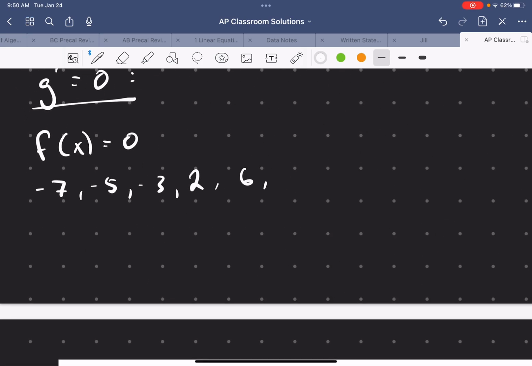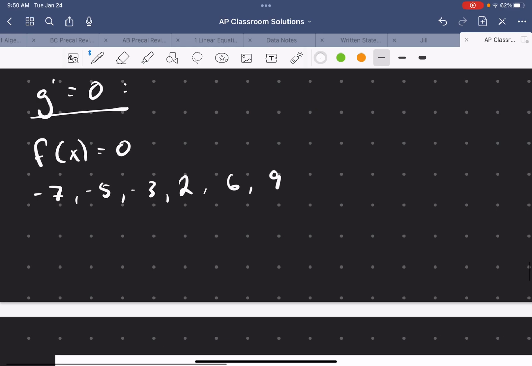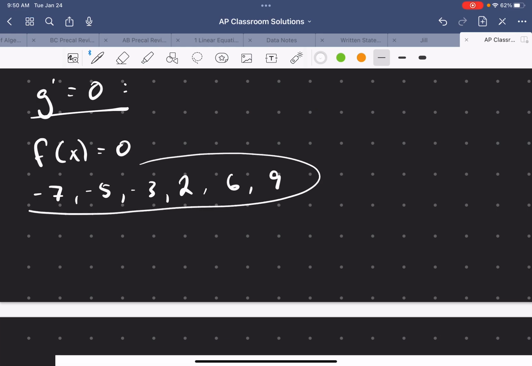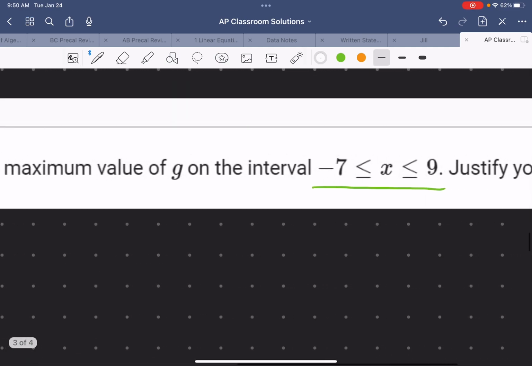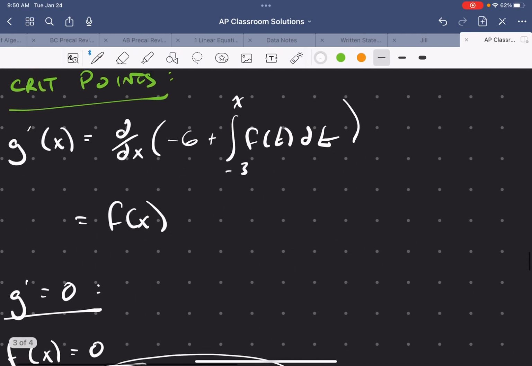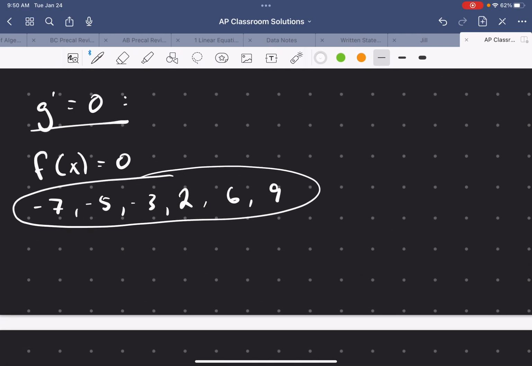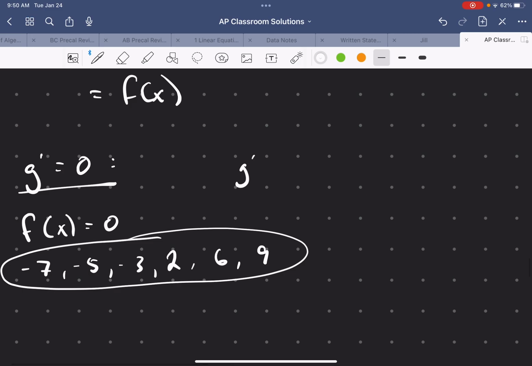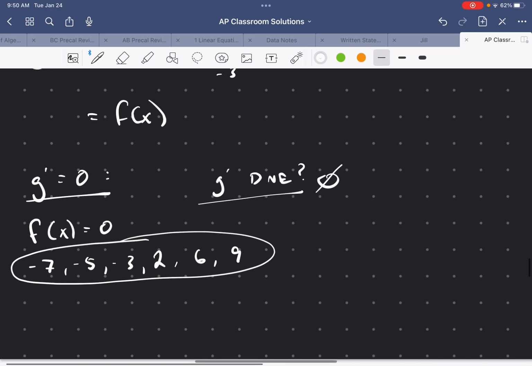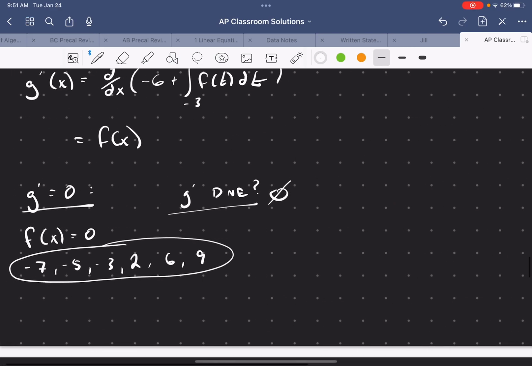So we got a bunch of values here. So these are all of our critical points. You might also make sure that these are all within the interval that we're asked to find this for. But the interval does go between -7 and 9. And all of our critical points that we found are between -7 and 9, including the endpoints. We also have to consider where g prime does not exist. And that would just be the empty set because g prime is defined as f is continuous. If f is continuous, that means it exists everywhere. So empty set for does not exist.